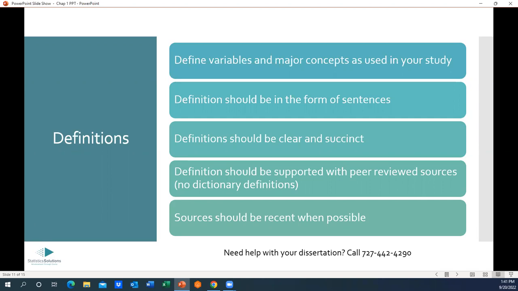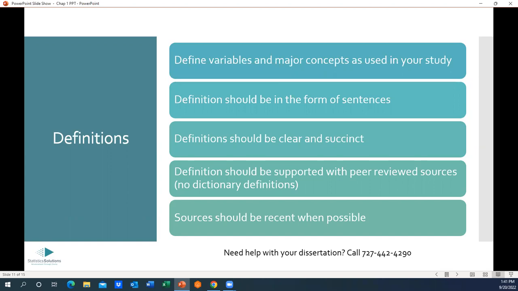You don't need to get tricky or fancy. So, clear, succinct. They need to be supported with peer-reviewed sources. Under no circumstances can you use dictionary definitions. These are specific terms that come from the literature, so they need peer-reviewed sources behind them. And I say sources should be recent when possible.